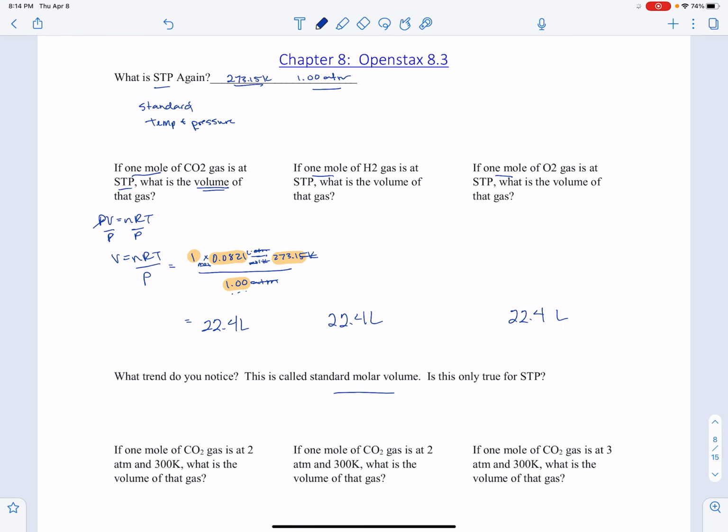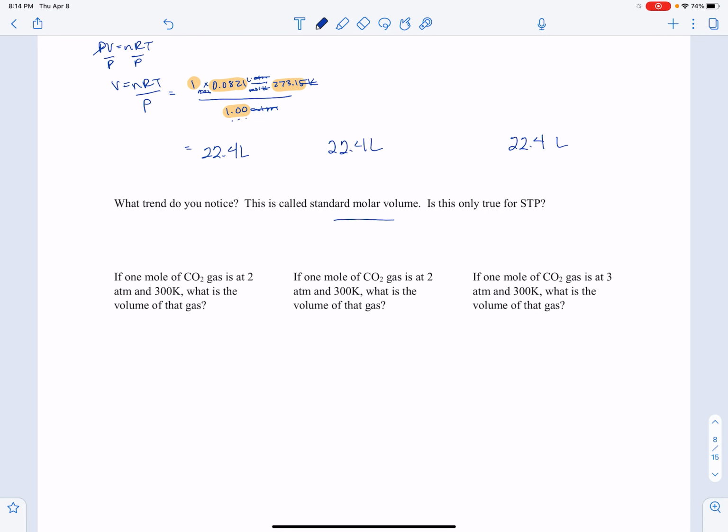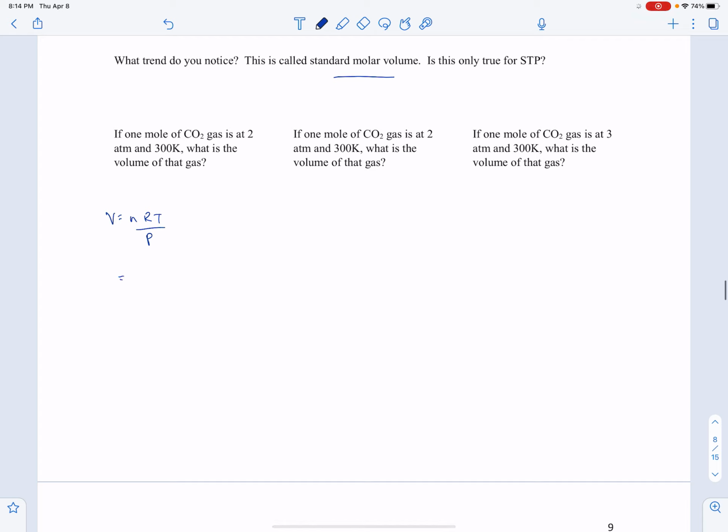Is it only true for STP? Well, let's see. We'll take the same equation. Volume equals nRT over P. And we'll put our numbers in. So 1 mole of CO2, and then we have 0.0821. And then we have our temperature, which is 300 Kelvin, divided by pressure. Remember at STP it's, oh, it doesn't say STP, does it? This one says that it's at 2 atm. And of course that's liters, atm, moles, Kelvin. The unit's going to come out to be in liters.